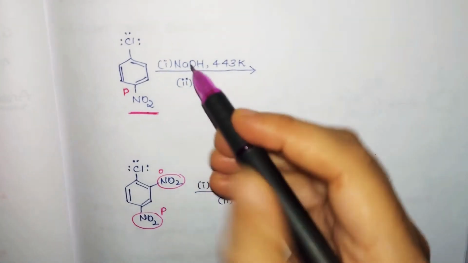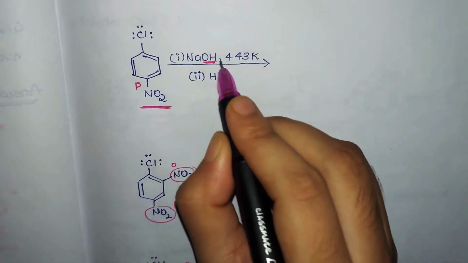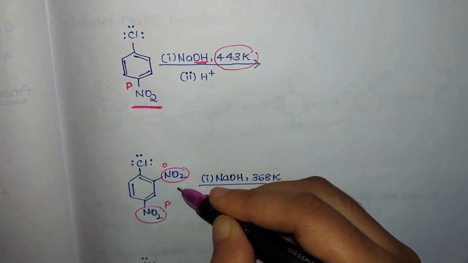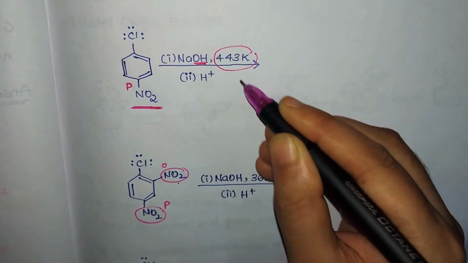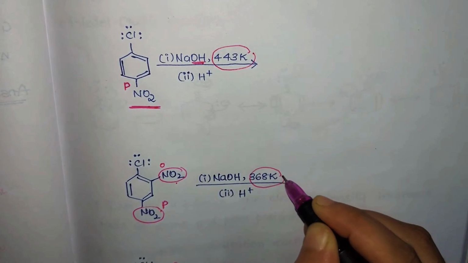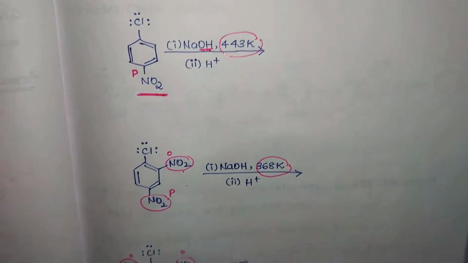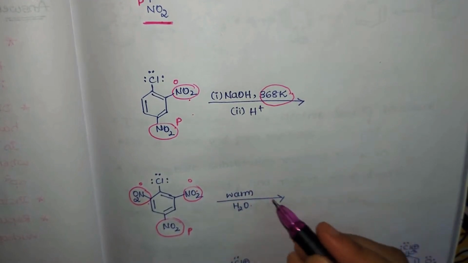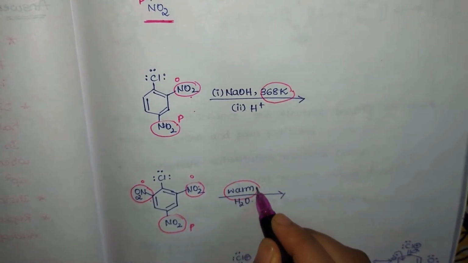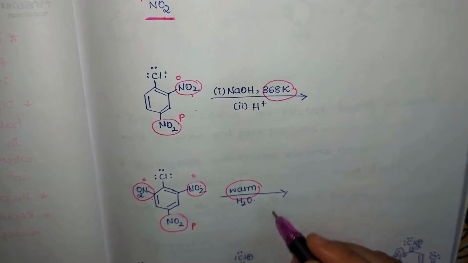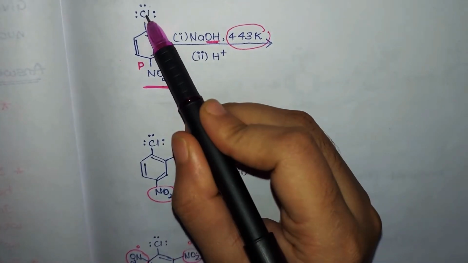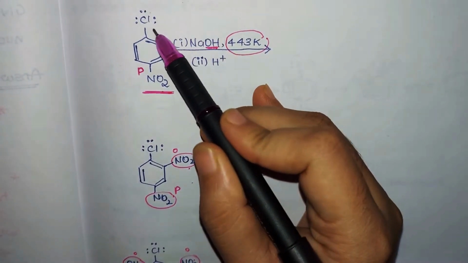So for that you can refer to the temperature which they have given. In the first reaction, the temperature given was 443 Kelvin. As the number of nitro groups increases, in the second, you can see it is 368 Kelvin. In the third, as one more nitro group is introduced at ortho position, the temperature required is just warm conditions. So what do we observe here? As the nitro groups are increasing, the reactivity is increasing. That means it is easily reacting without any higher temperature.